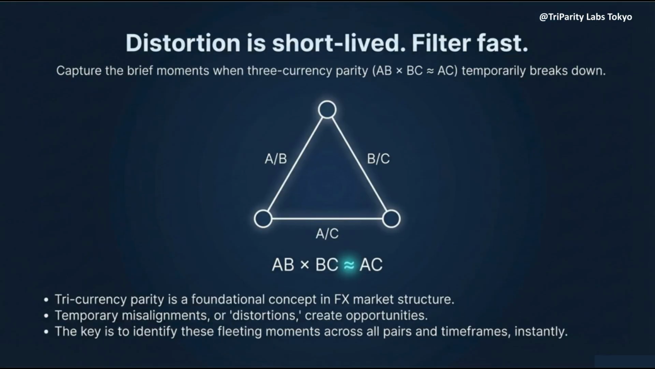Okay, so it all kicks off with this really fundamental concept in the currency markets, three-currency parity. It sounds complicated, but it's not. Just think of it like this. Getting from US dollars to Japanese yen should cost the same whether you go direct or if you hop through the euro first. A to C should equal A to B to C, right? And most of the time it does. But every now and then things get a little out of whack for a split second. And that temporary misalignment, that's what this system calls a distortion.